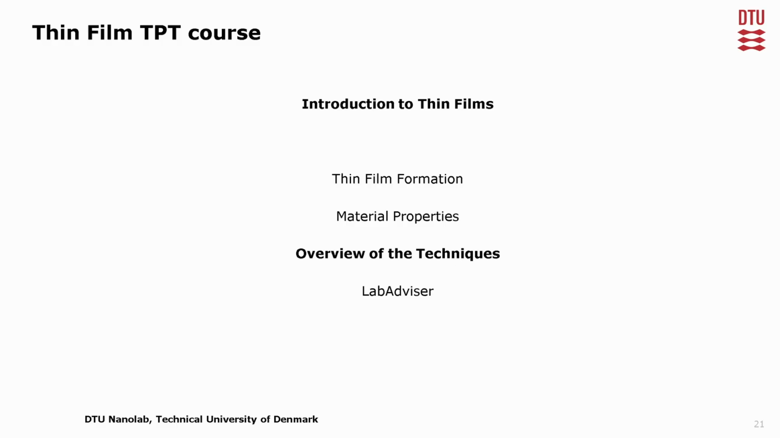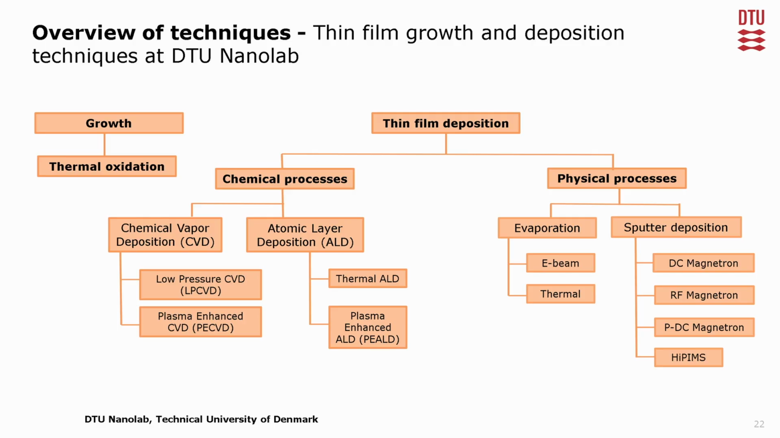Alright, now we would like to give you an overview of the techniques we offer at DTU Nanolab. This slide maps out the deposition methods we'll cover. Materials can be formed by growth, for example, thermal oxidation, or by deposition, which we group into chemical and physical processes. All of these will be covered in the following video lectures.